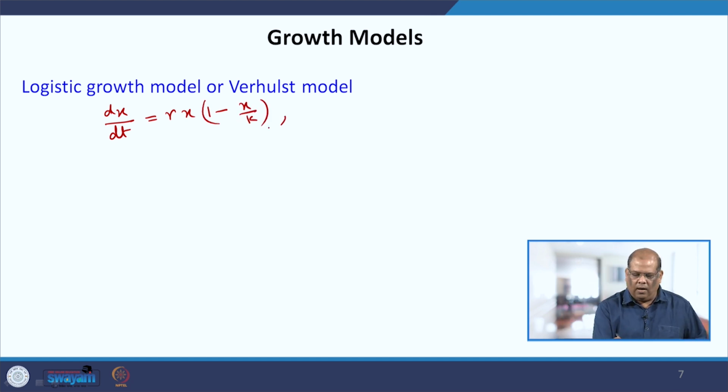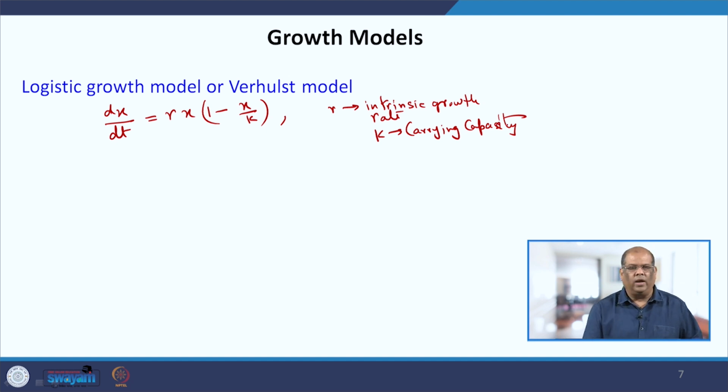Now, this r is called the intrinsic growth rate, and k is called the carrying capacity. Now, the growth rate you can understand, the intrinsic growth rate. We use the word intrinsic because this contains the birth rate minus the death rate. So, both of them are contained in this, and the carrying capacity can be understood like this.